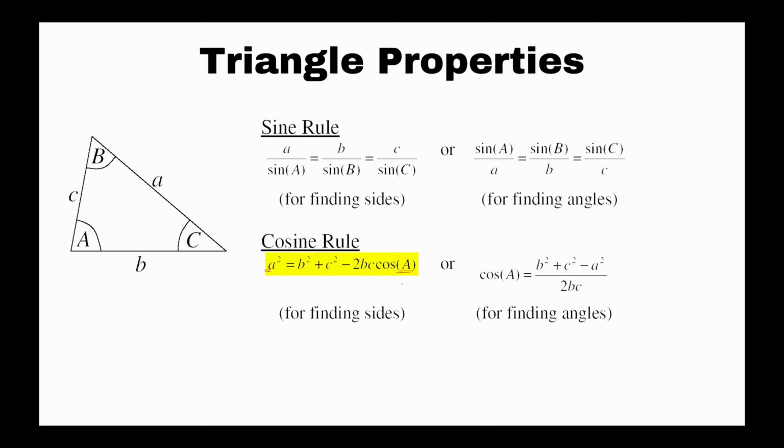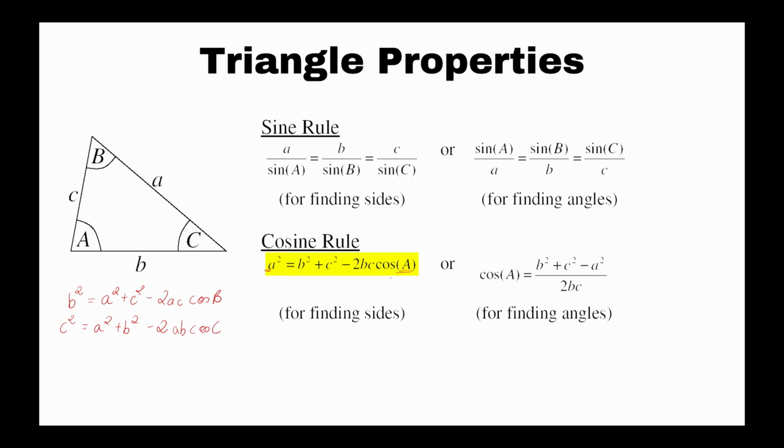Let's say if I were finding side b, my formula would become b square is equal to a square plus c square minus 2ac cos B. And let's say if I am finding my side c, it would become c square is equal to a square plus b square minus 2ab cos C. So this is how I find it out.